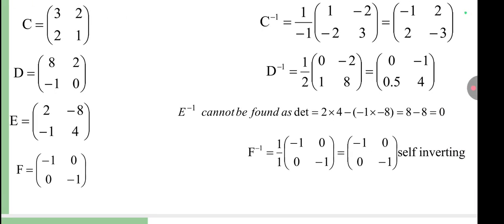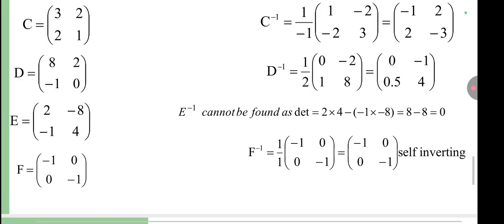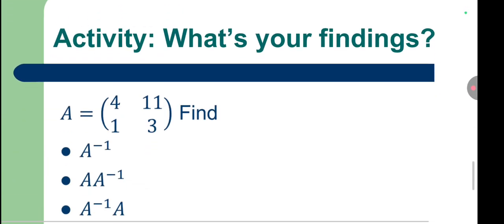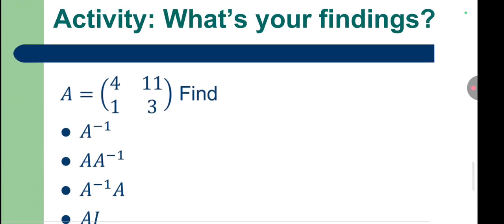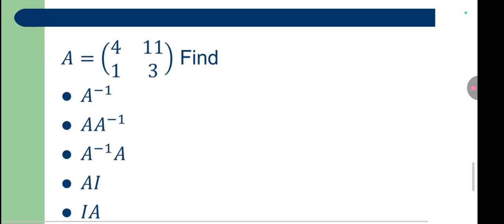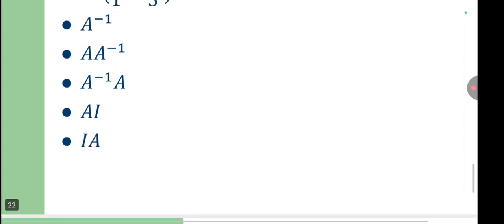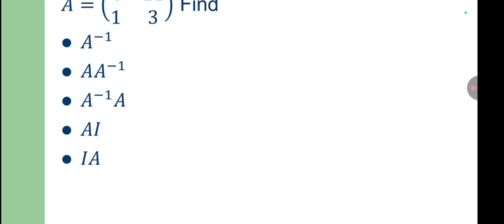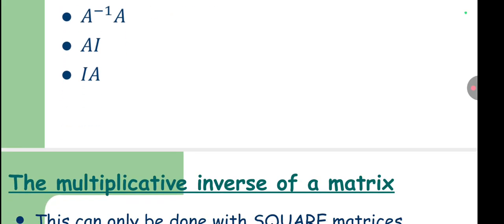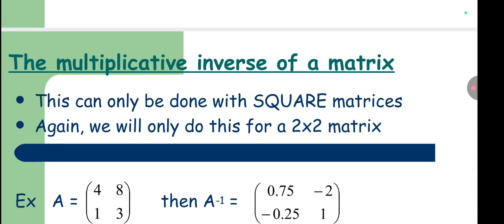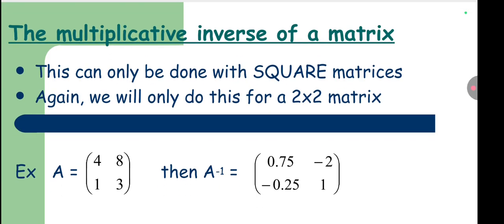If the determinant value is equal to 0, then we cannot find the inverse of the given matrix. Suppose a square matrix A is given, then we can find A inverse, and A into A inverse equals A inverse into A equals I. Now you know what A inverse is. What is I? I is a unit matrix. Using this, you can see the multiplicative inverse of a matrix. This can only be done with a square matrix.